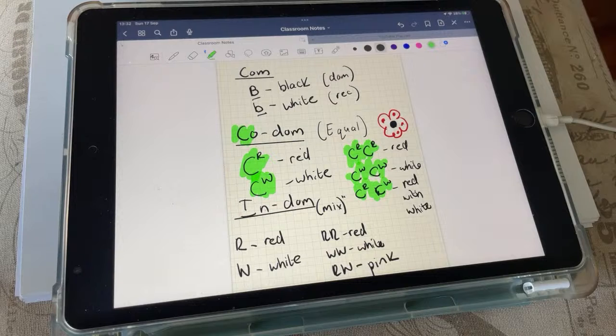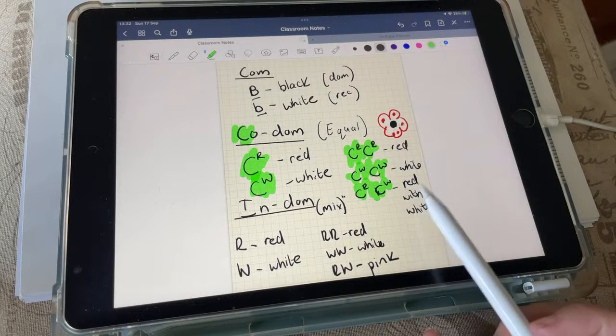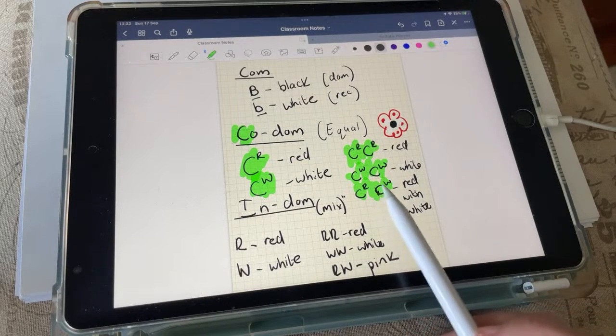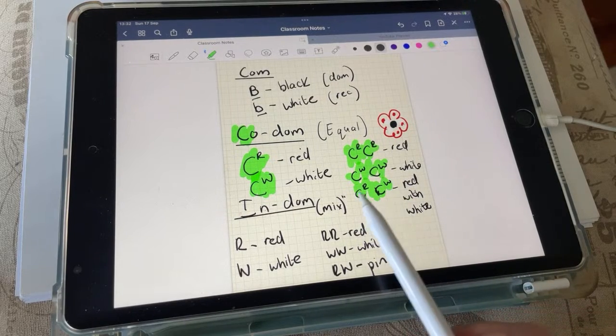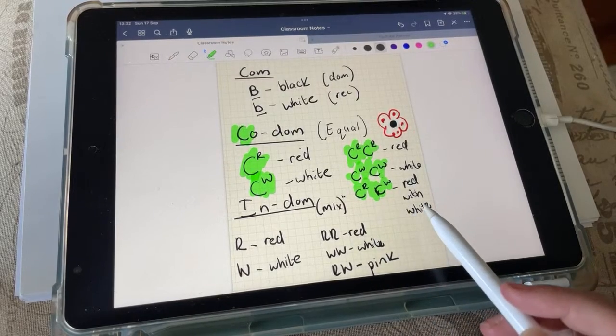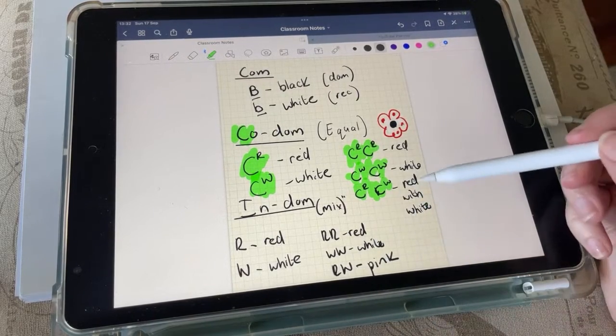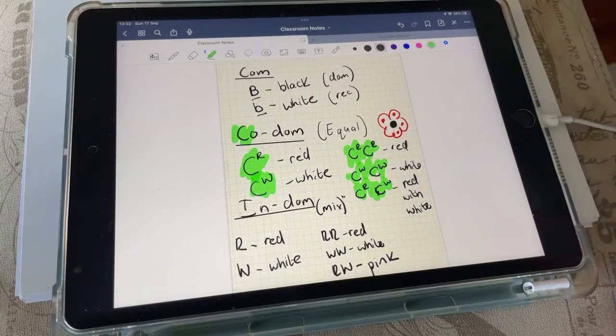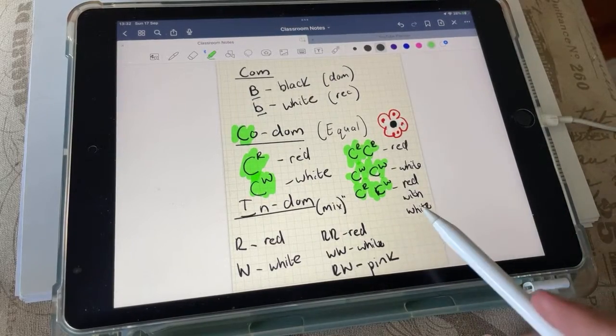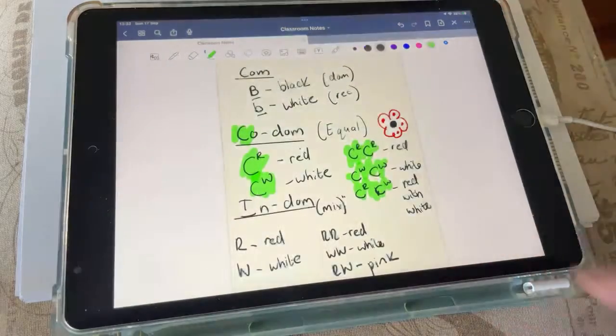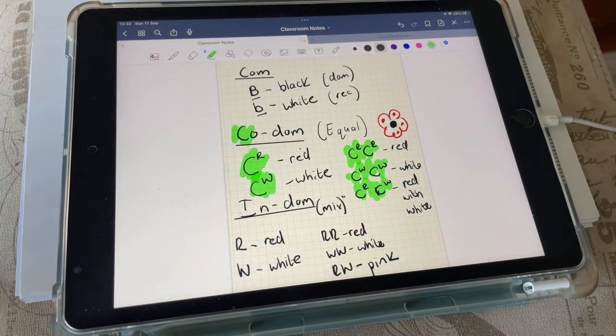Lillian is asking, ma'am, will WR then make white flowers with red spots? Yes. So it doesn't actually matter the order, if that's what you're asking me, Lillian. I just put red with white, but it could also be, yes, white with red. In other words, the order in which they go together is up to you or up to the way they've phrased it in the question.